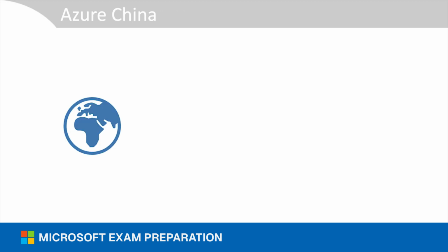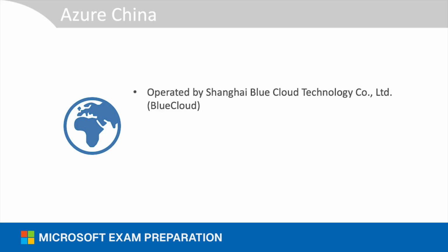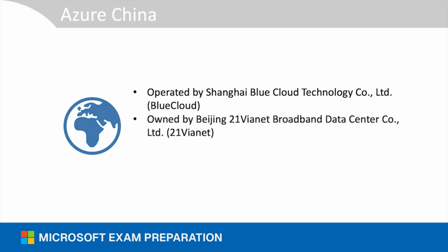Now, there's a third sovereign cloud located in China called Azure China. Azure China is operated by Shanghai Blue Cloud Technology Company Limited, but it's often referred to as simply Blue Cloud. And Blue Cloud is owned by Beijing 21Vianet Broadband Data Center Company Limited, and they're usually referred to as 21Vianet. Azure China isn't currently full-featured, but Microsoft is working hard to add new features all the time. For the most updated list, check out bit.ly/AZ-900-Azure-China.